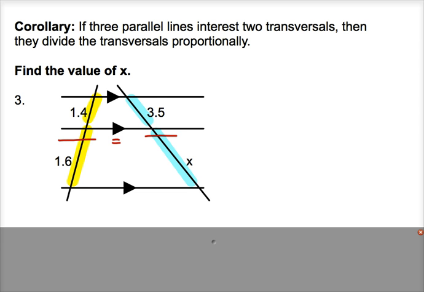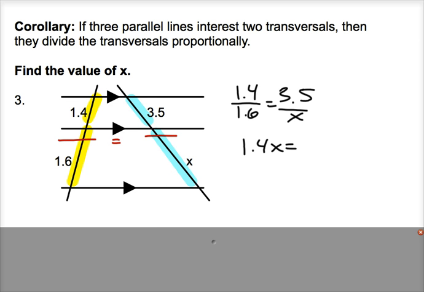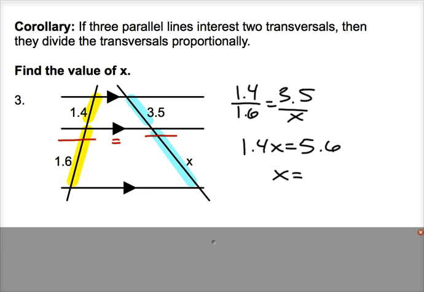So I imagine setting up a proportion. If I do so, I can get 1.4 over 1.6 equals 3.5 over x. Normally when I get decimals, I tend to not worry about reducing. So if I cross multiply, I get 1.4x equals, and then I need to figure out what's 1.6 times 3.5. So 1.6 times 3.5 is 5.6. Divide each side by 1.4. So divide by 1.4, and I get an answer of 4.